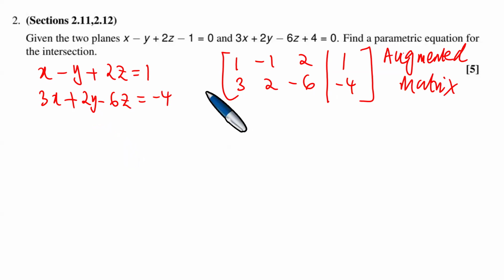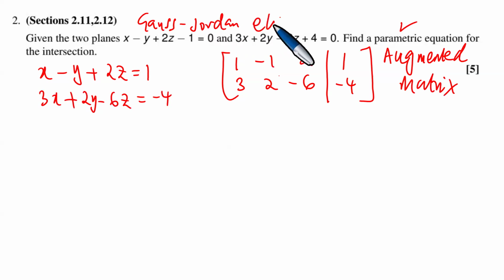But now, what are we doing here? We're given two equations of planes, and we want to find a parametric equation for the intersection. So we're intersecting them. If two or more planes intersect, we put them in an augmented matrix and we row reduce this using what we call Gauss-Jordan elimination. So we're going to proceed to use the Gauss-Jordan elimination method to find the parametric equation for the intersection. So we proceed as follows.